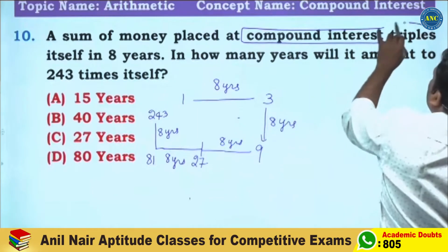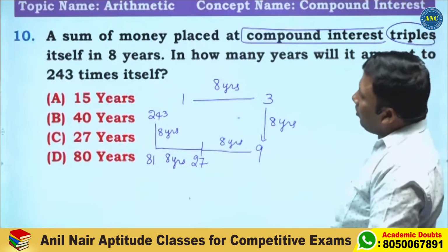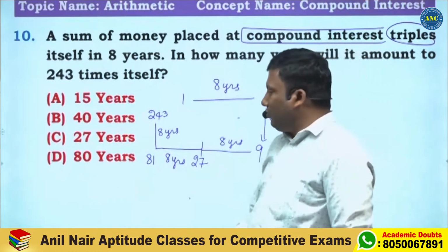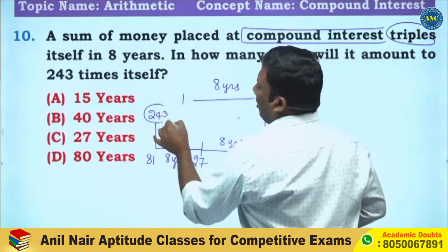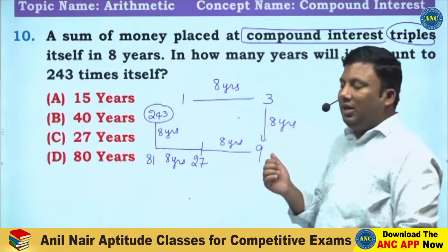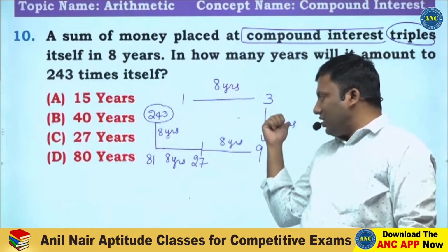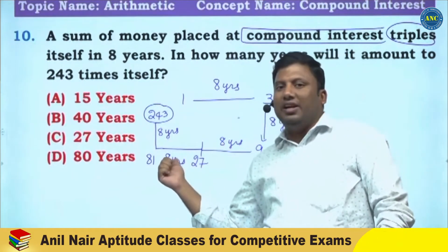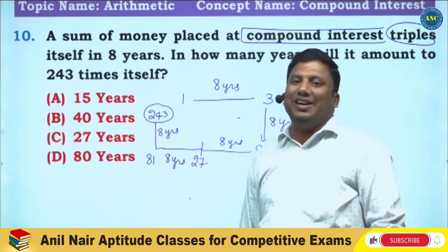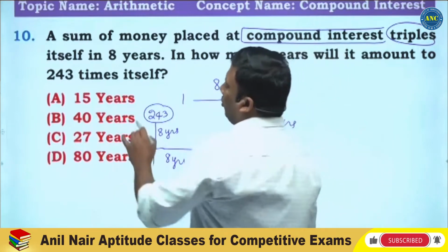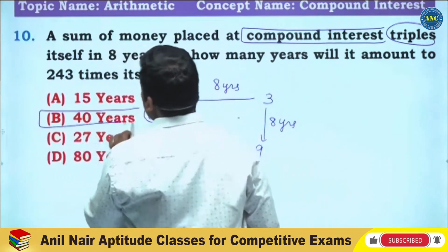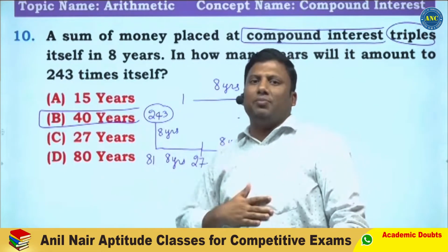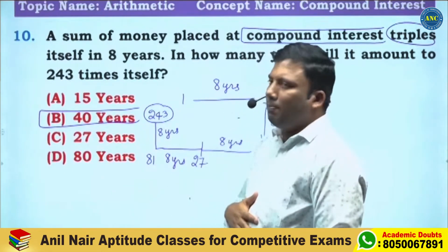The keyword is it is 3 times. The question is, in how many years will it amount to 243 times? Total it is 243 times. Total how many years are over? 8 plus 8, 16. 16 plus 8, 24. 24 plus 8, 32. 32 plus 8, 40. So in total 40 years, this will become 243 times of itself, taken from the previous year exam question.